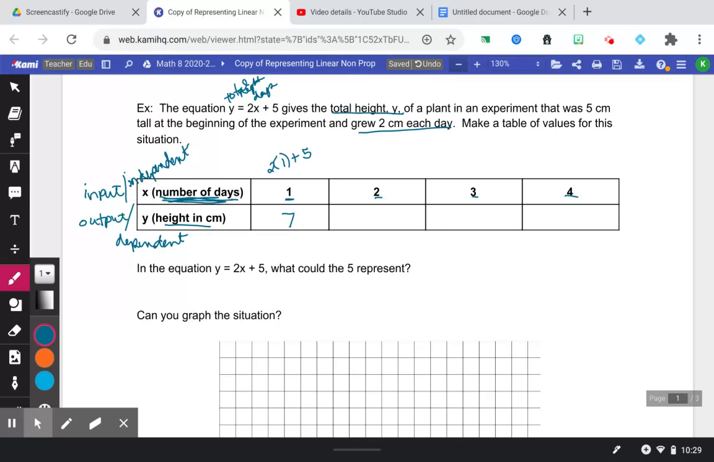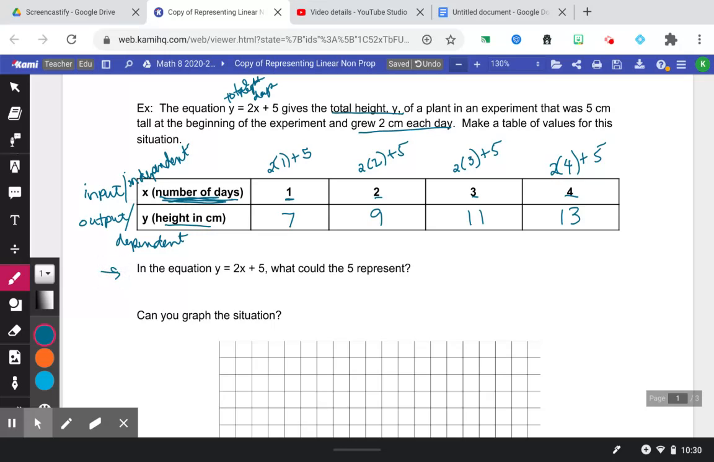We're going to do the same thing for 2 days. So 2 times 2 plus 5, we get 4 plus 5, which is 9. After 3 days, 2 times 3 is 6, plus 5 is 11. After 4 days, 2 times 4 plus 5, that's 8 plus 5, which is 13 centimeters. Now we have a couple of data points.